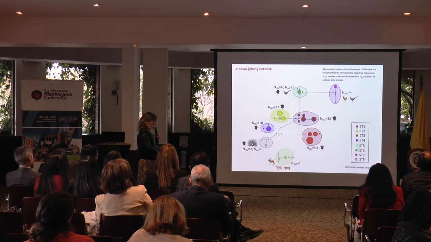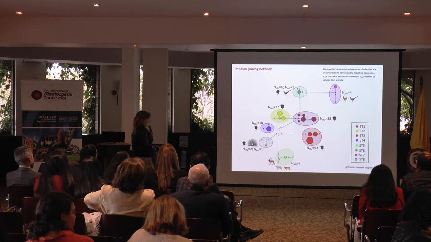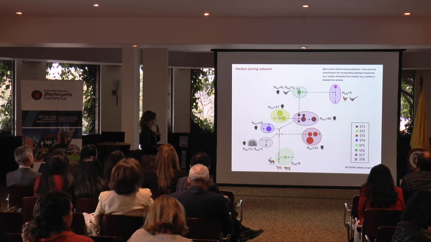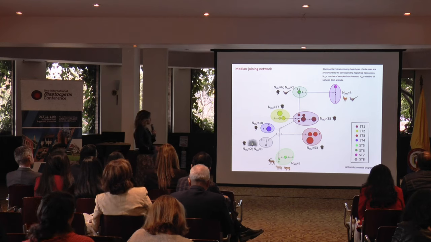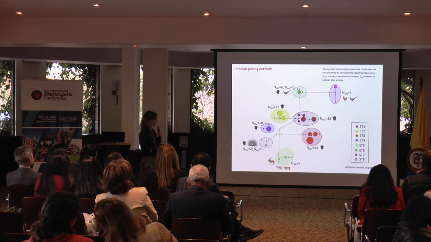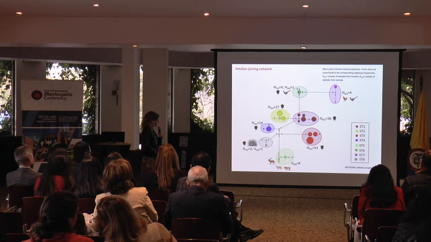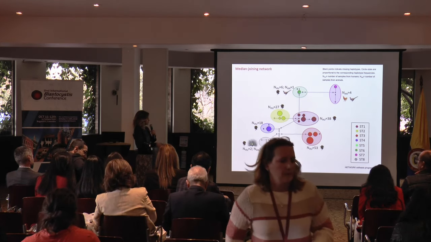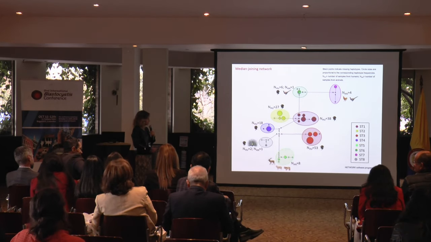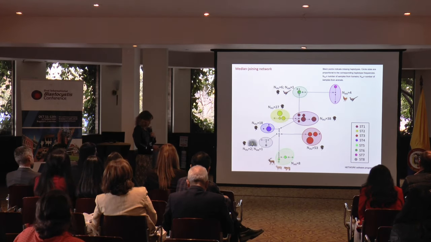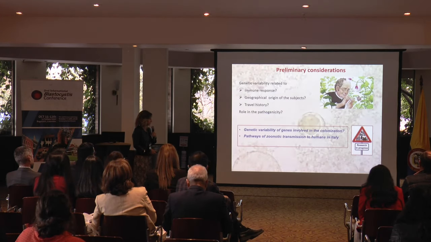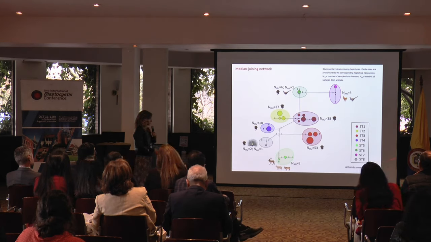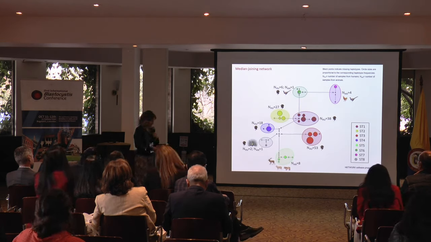Here is the final network, and again we have a high genetic variability in the case of subtypes 1, 2, and 3, with different haplotypes with different frequencies. But also in the case of the animals, we have different haplotypes, but we must collect more samples to confirm this network for the animals. But for the humans, we have different haplotypes. So why do we have these haplotypes? Also in the case of ST3 that we found only in humans.